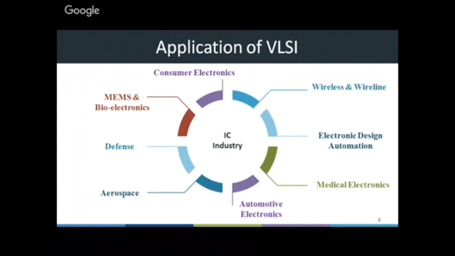VLSI has a very vast area of applications. This diagram shows the application of VLSI in different areas. First one is wireless and wireline. Second is electronic design automation. Third is medical electronics; you are all familiar with biosensor chips. Fourth one is automotive electronics, aerospace, defense, mass and bioelectronics, and consumer electronics. So these are the application arena of the VLSI system. It has a vast application in almost every field.